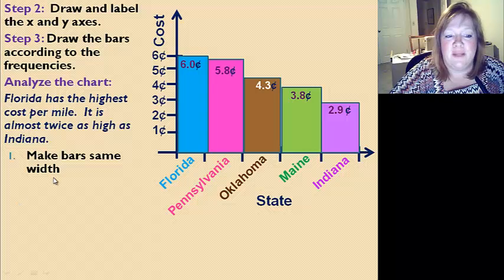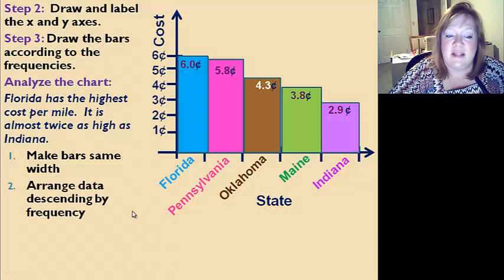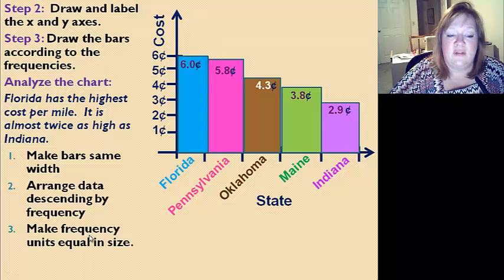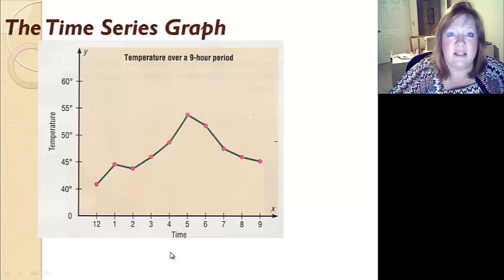So number 1, make the bars the same width. I tried. You can do better. Arrange the data by descending frequency, which we did, so that your bars go down toward the ground. Make frequency units equal in size. It means we can't skip from 1 cent to 5 cents to 8 cents. Keep these distances the same. Keep these units the same. And that's it for the Pareto chart.